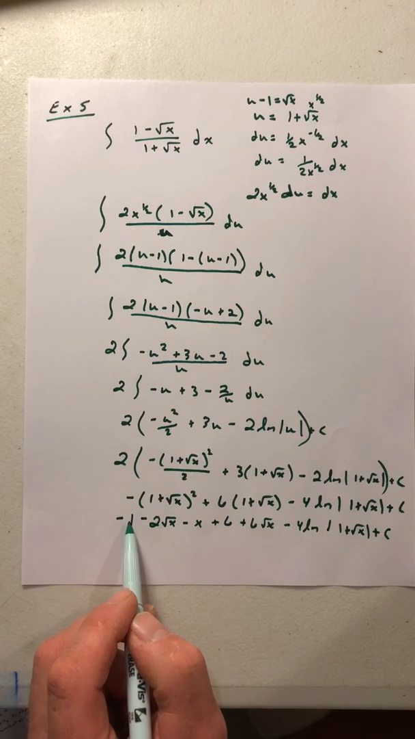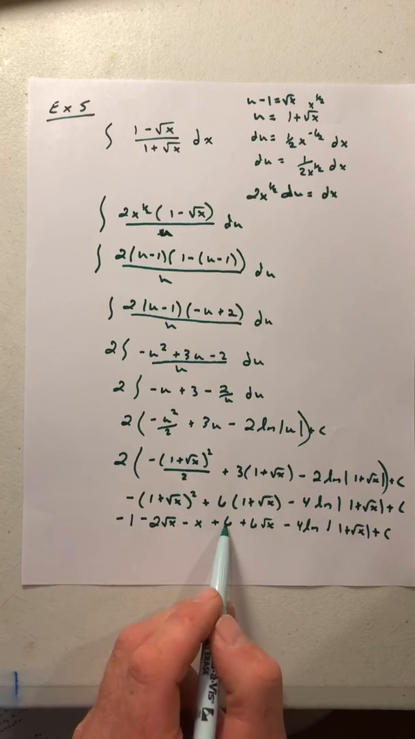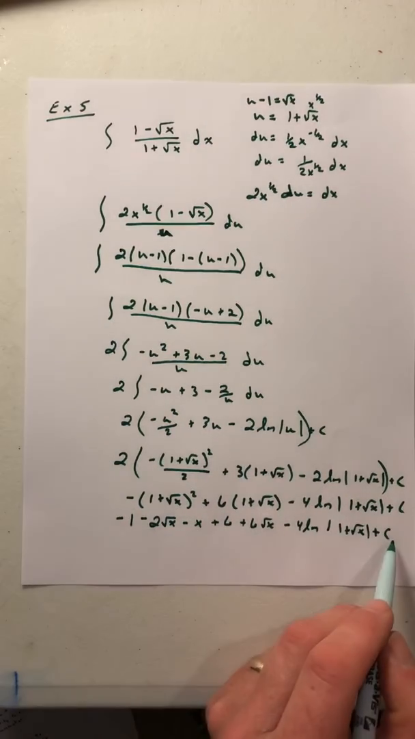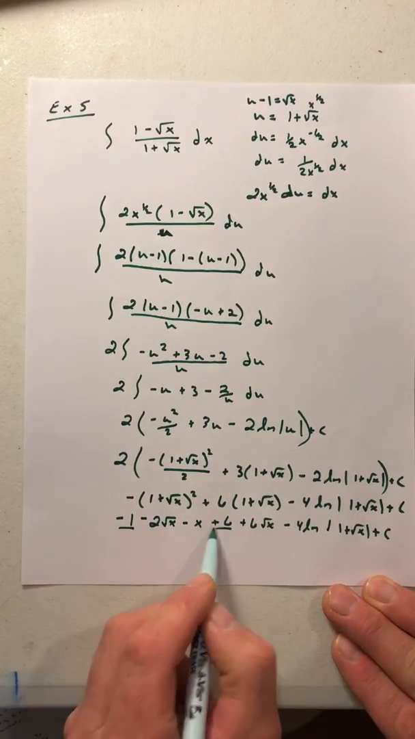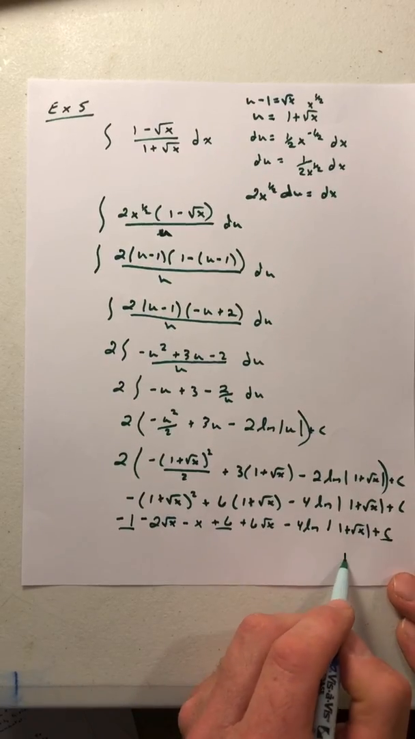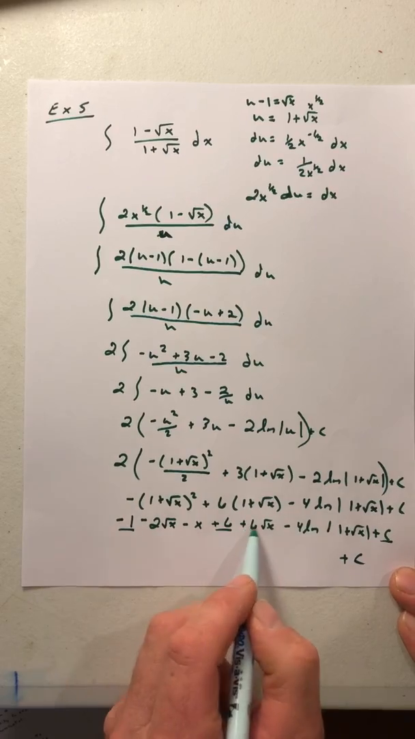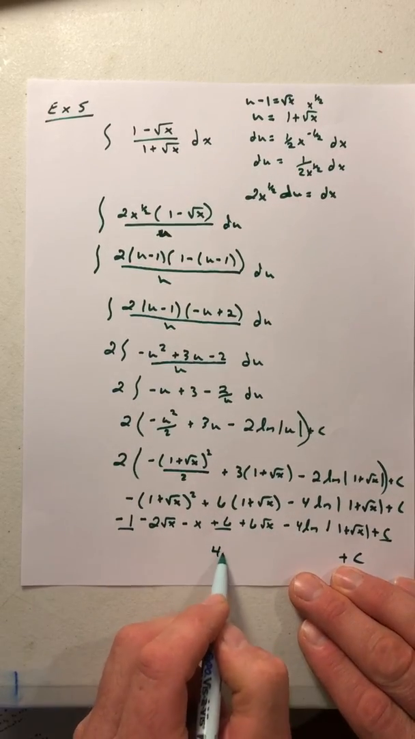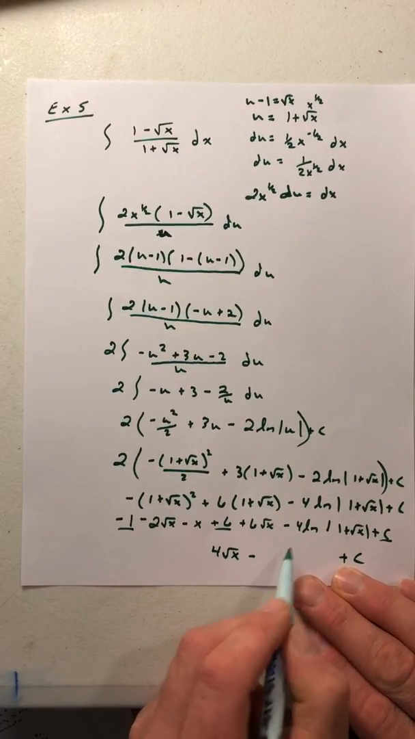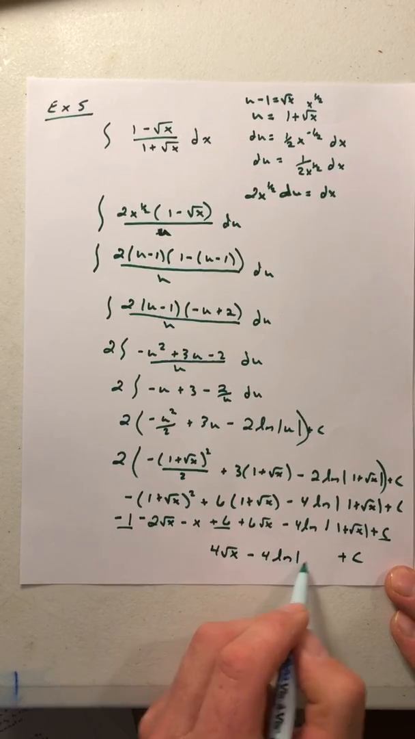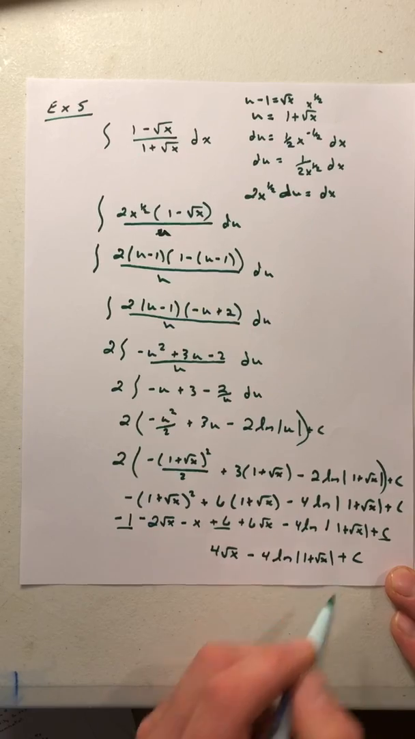Again, we can clean this up a little bit. Negative 1 plus 6 gives us 5. 5, remember, is a constant. A constant plus c is still going to be c. So I'm going to add these three terms together, and that's going to be my c at the end. Negative 2 radical x plus 6 radical x gives me 4 radical x, minus, here I can take up, or I can leave my 4 natural logs of the absolute value of 1 plus the square root of x.